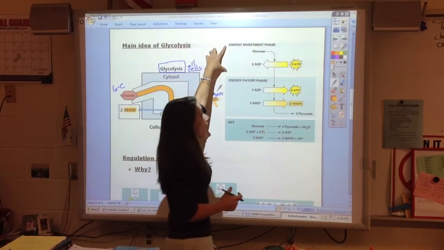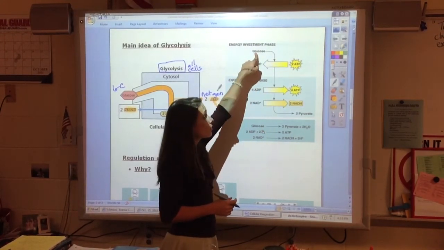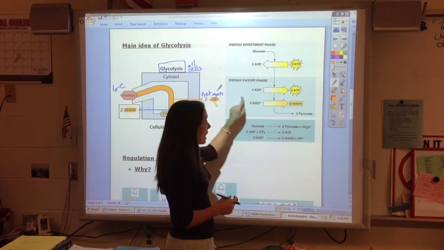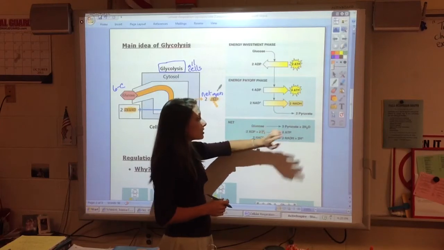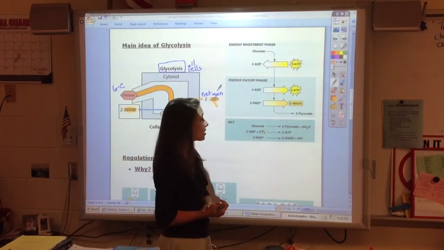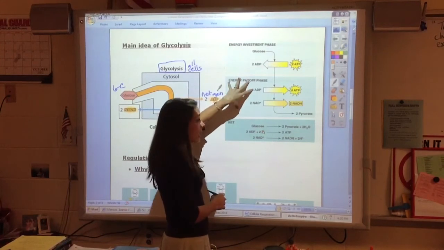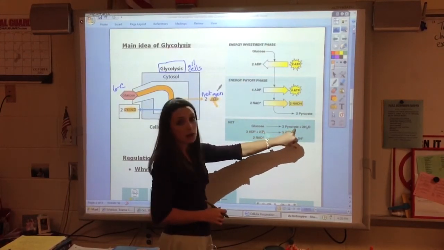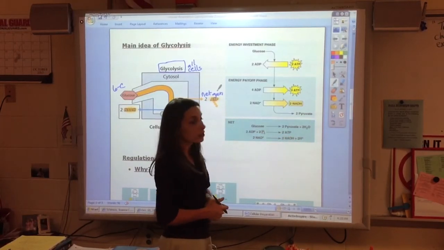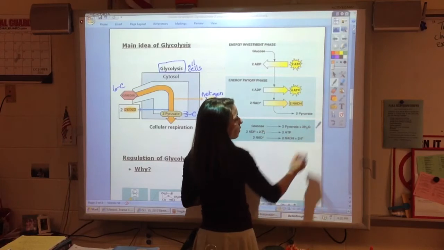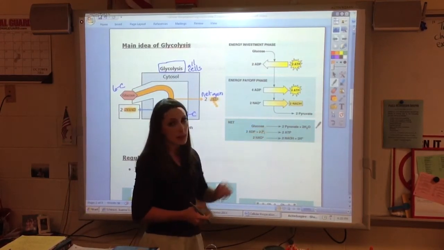If we look here, we had our energy investment where we invested 2 ATPs into the glucose. We ended up paying out 4 ATPs total, 2 NADHs and 2 pyruvates. So our net, once we've talked about what we invested and what we got out of it, is that we get 2 pyruvates, 2 ATPs, and 2 NADHs. We're not really going to worry about the water right now. We're going to focus on the carbon, the ATP, and the NADH.